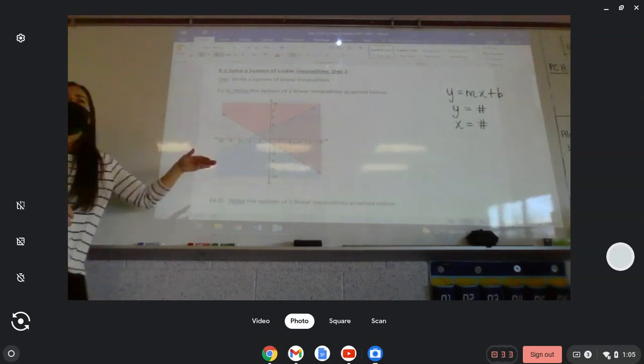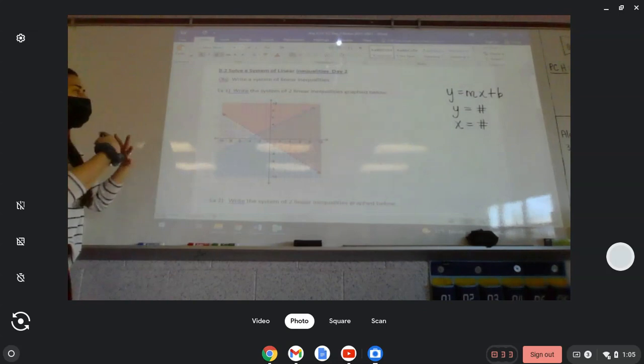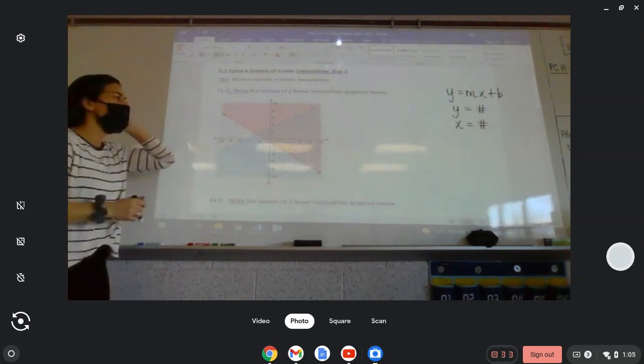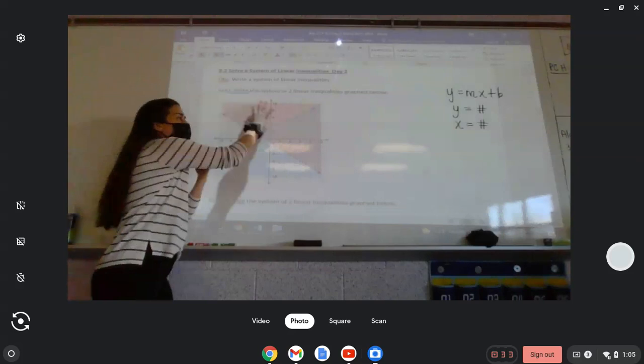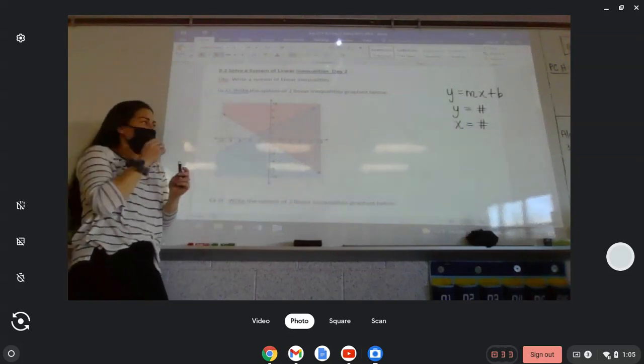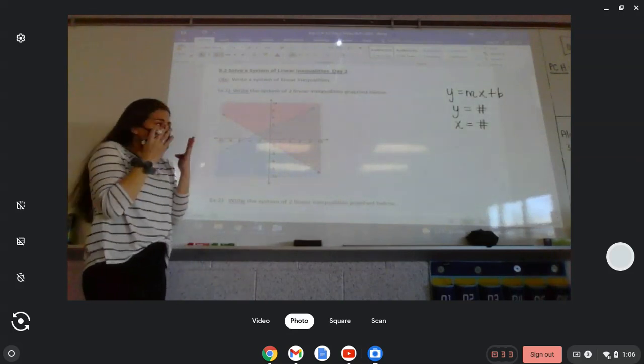Now, my notes are a little bit nicer because mine are color-coded. Yours are obviously black and white. So if you look up here, it might make it a little bit easier, even though the glare is horrible. I'm sorry. So we have a red inequality and a blue inequality. We have to write an inequality for each of them. Let's do blue first.